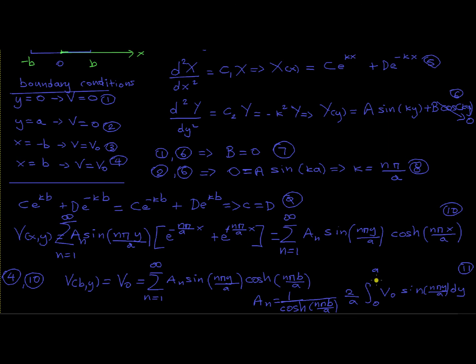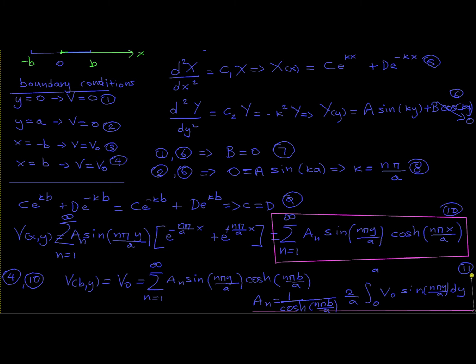The solution to the problem is the following. This is the expression that gives me the potential as a function of x and y, and the coefficients A sub n are given by this expression over here, expression 11. And the coefficients A are given by this equation in order for the potential to be equal to V naught when x equals b and when x equals minus b.